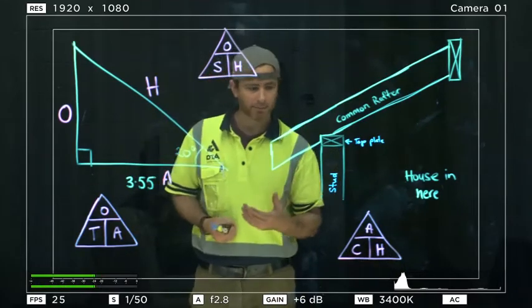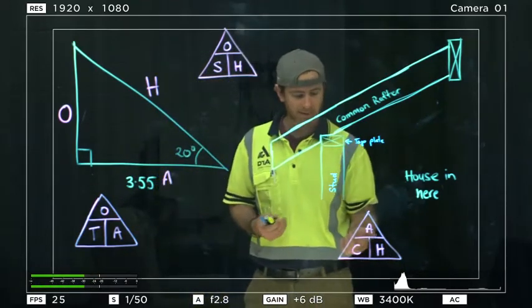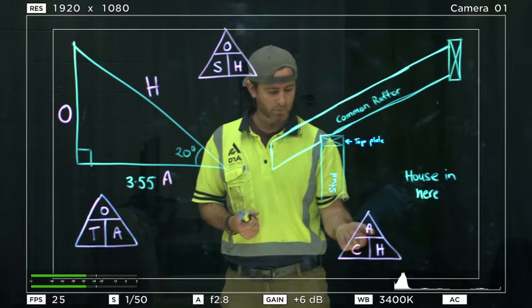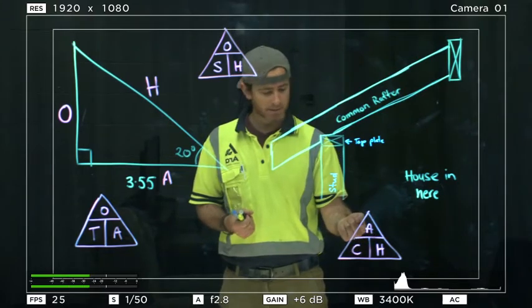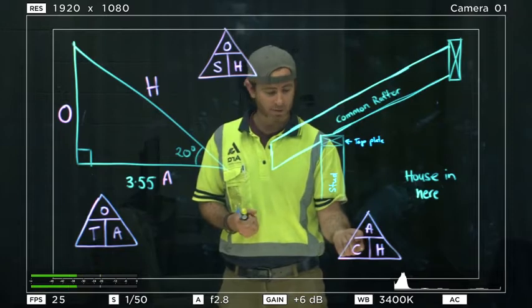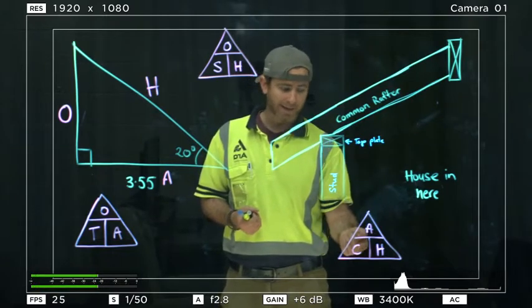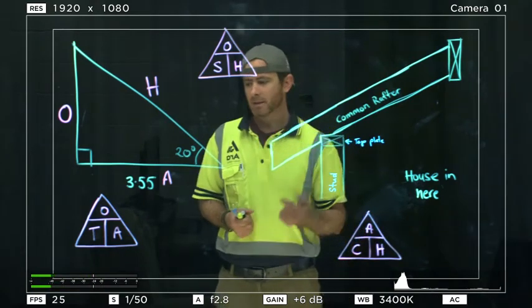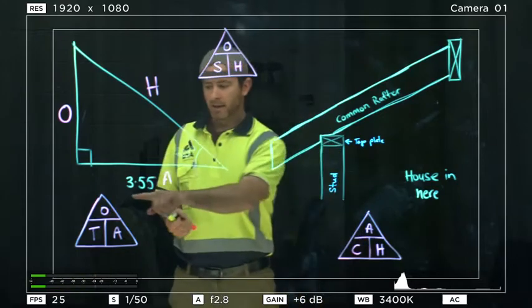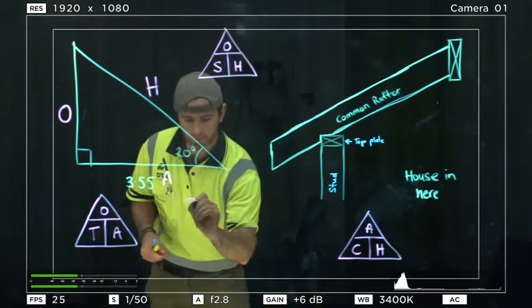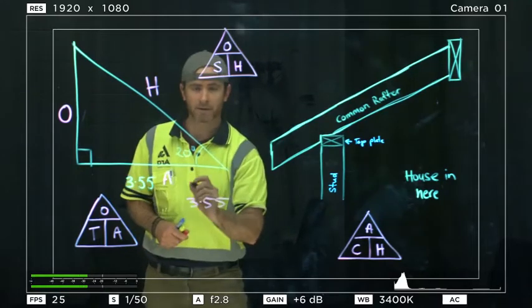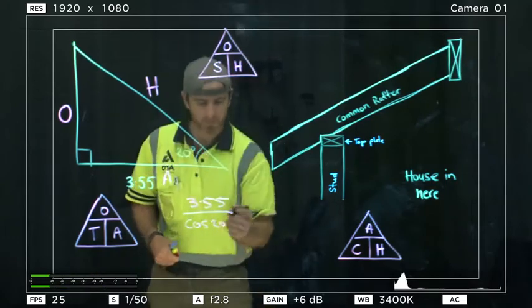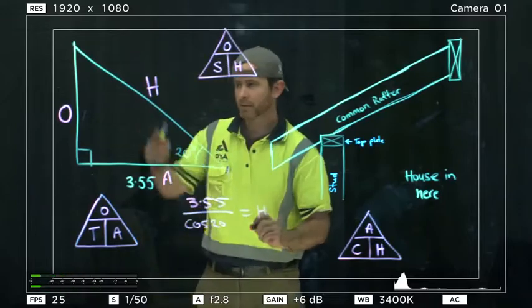Now, like I've shown some of you before, using this basic triangle, it's quite straightforward. If we've always got the angle, we're either going adjacent divided by the cosine of the angle equals the hypotenuse, or the cosine of the angle times the hypotenuse equals adjacent. So in this case, it's going to be 3.55 divided by cos, and our angle is 20. Easy. So that equals our hypotenuse up here.